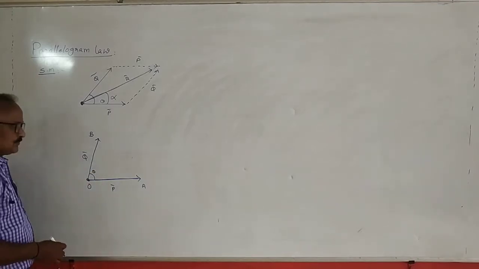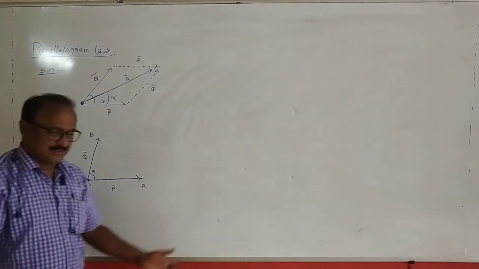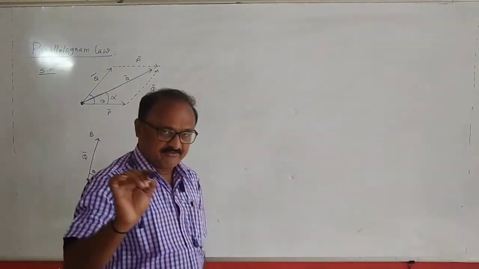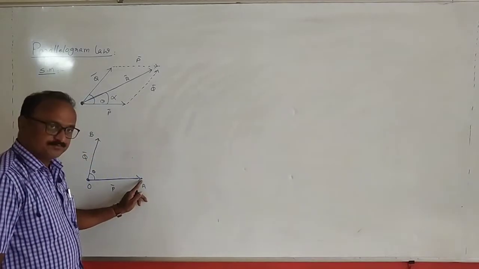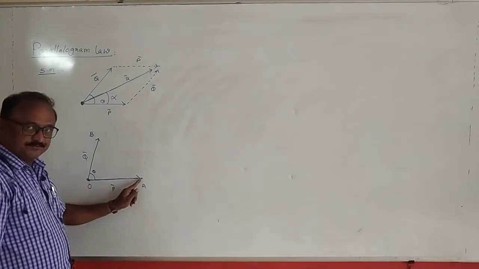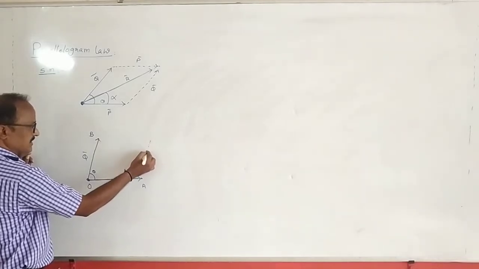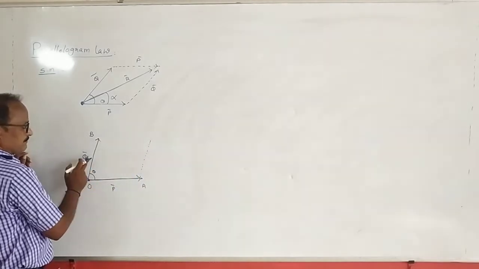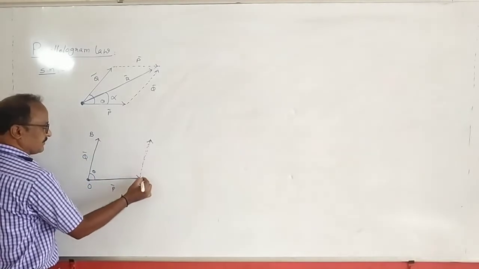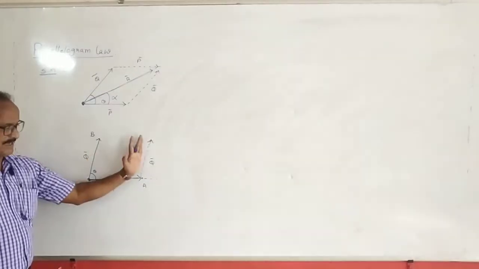So, according to the geometrical approach of addition of two vectors, what is the geometrical method? First, let us draw the first vector like this. After that, the tail of the second vector is joined with the head of the first vector, and we draw a straight line here. This is parallel to q bar. And this vector is also equivalent to q bar because both are parallel.